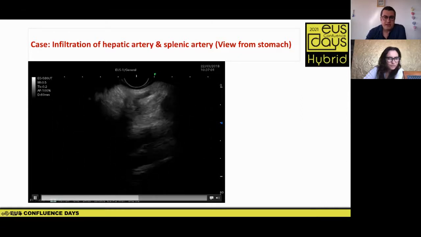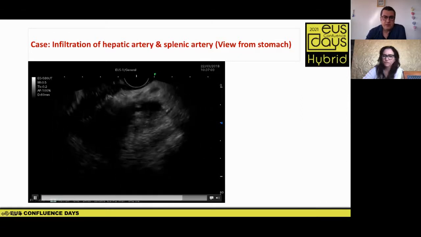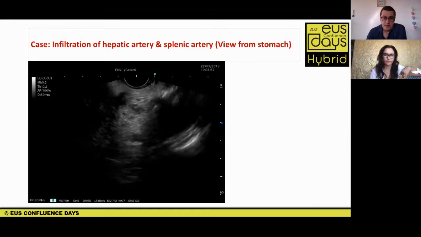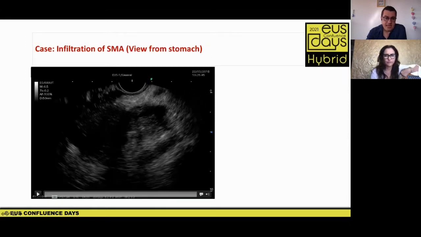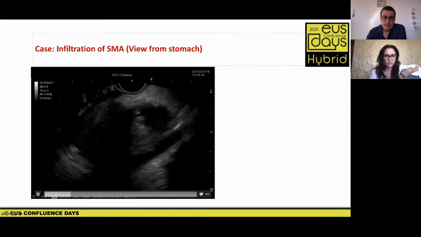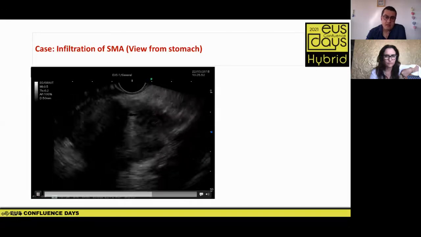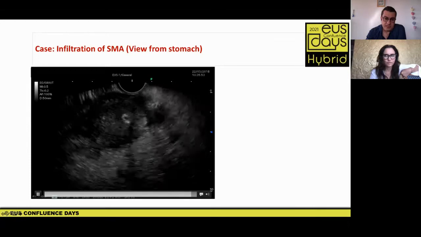This is the celiac artery, and this is the tumor. The tumor is infiltrating the celiac artery, at the area where the splenic artery goes upwards and the hepatic artery goes downwards. So, as you see here, the hepatic artery and splenic artery are involved. But if you look at this example again, you see that this is the tumor, and the tumor is also infiltrating the SMA at the down side of the screen.